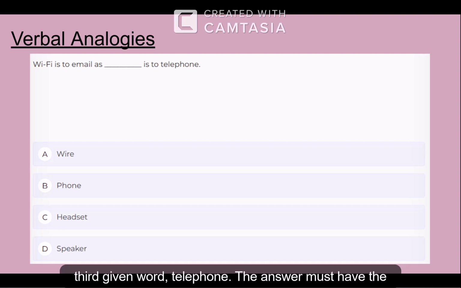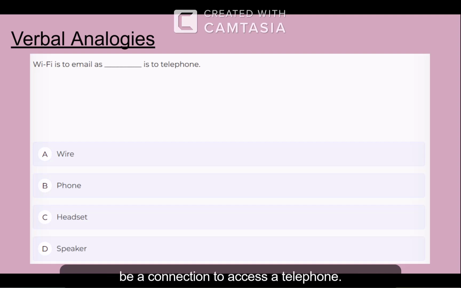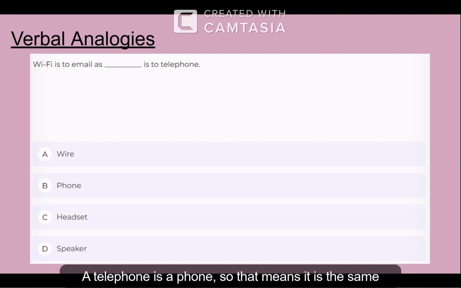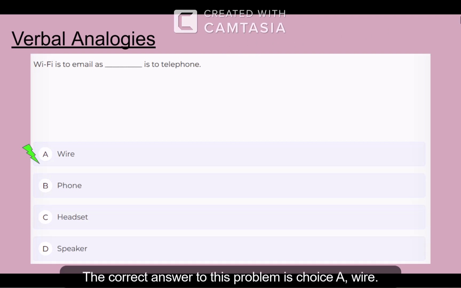Now, look at the third given word, telephone. The answer must have the same relationship as the first pair of words. There must be a connection to access a telephone. A telephone is a phone, so that means it is the same thing. It does not have the same relationship as Wi-Fi does to email. A headset and speaker are parts of a phone, so that will not work either. A wire was the necessary connection to access the telephone prior to cell phones. The correct answer to this problem is choice A, wire.